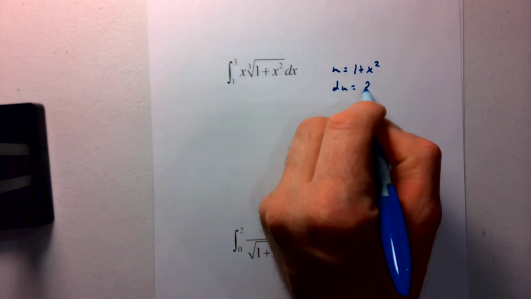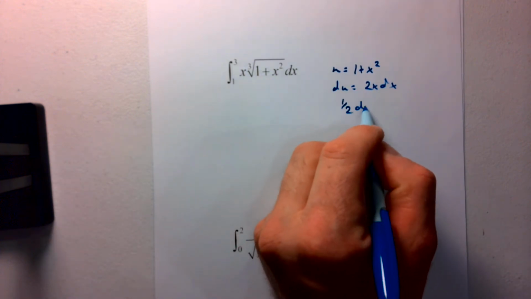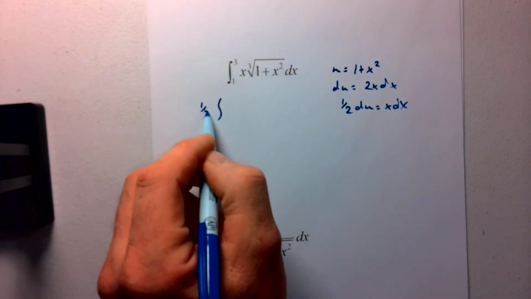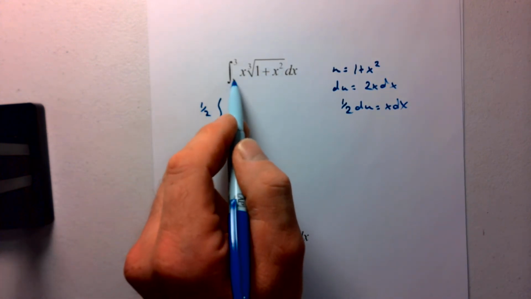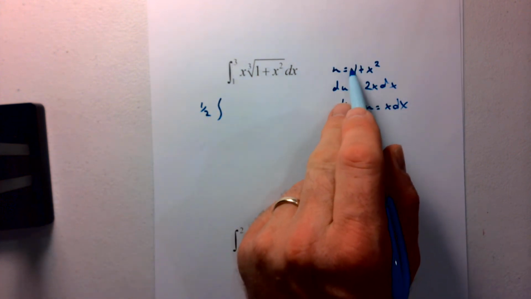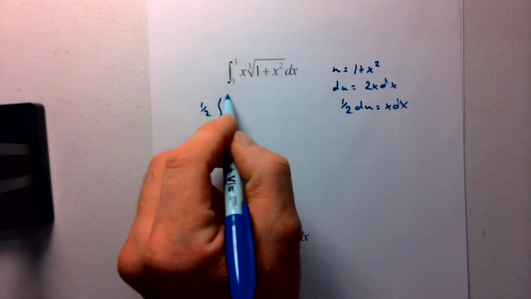So my du is going to be 2x dx. Again, I don't have a 2 in there, so I'm going to have a half du equals x dx. My 1/2 is going to go out to the front. Instead of going from 1 to 3, now if I plug in 1, 1 squared is 1 plus 1 gives me 2. If I plug in 3, I get 9 plus 1 gives me 10.